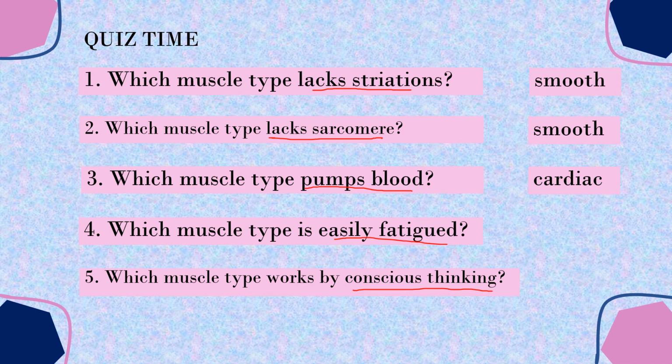And which type is easily fatigued? That is skeletal because of its voluntary actions. And which muscle type works by conscious thinking? That's skeletal. Wow, you made it.